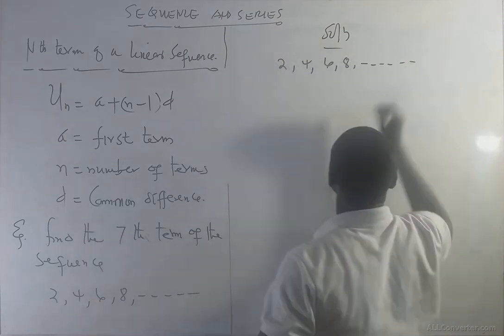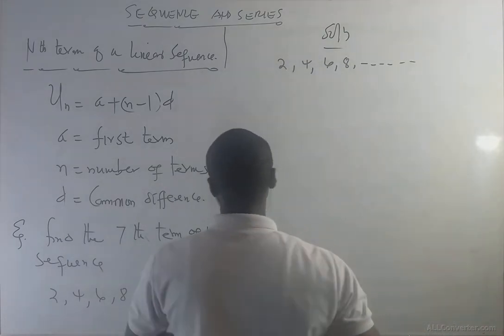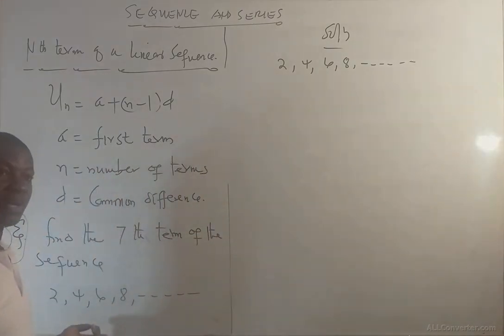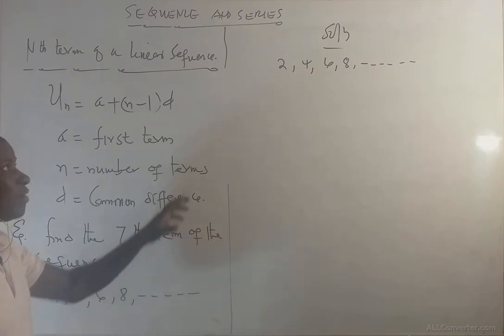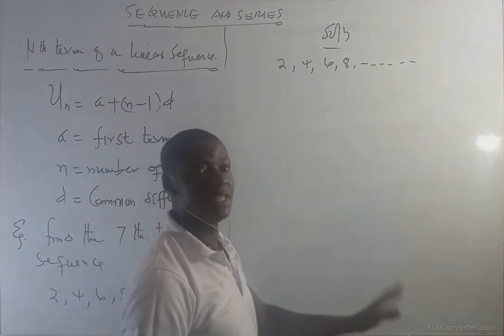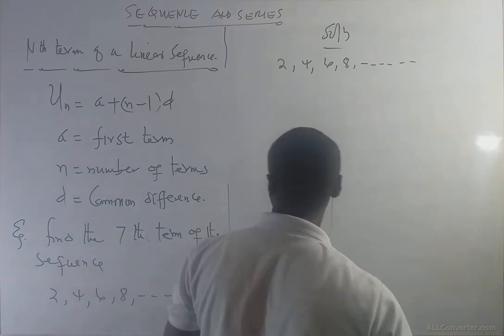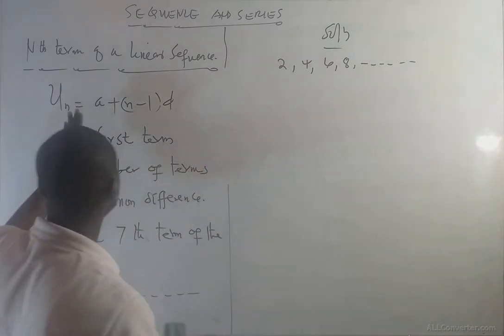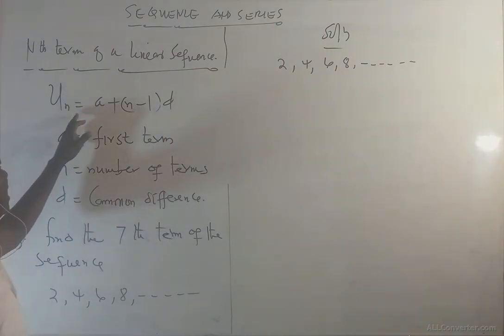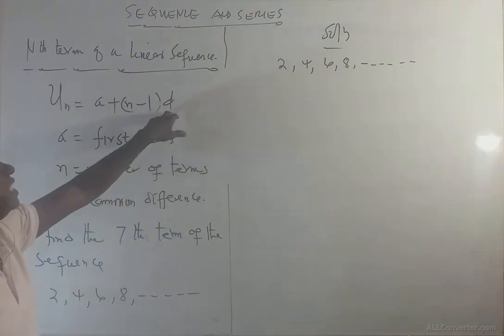When you are given a sequence, in some of the questions you will not be told whether it's a linear sequence or an exponential sequence. So you have to look at it. If it has the same common difference, then it is a linear sequence, and therefore you know the formulas you are supposed to use. Now we are looking at the nth term of a linear sequence. We are saying that Un equals a plus (n minus 1)d.